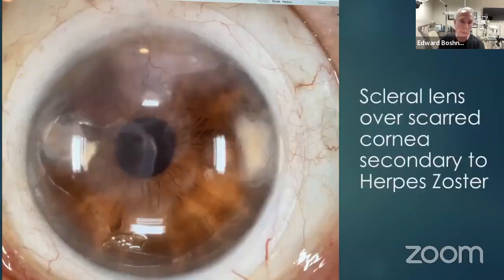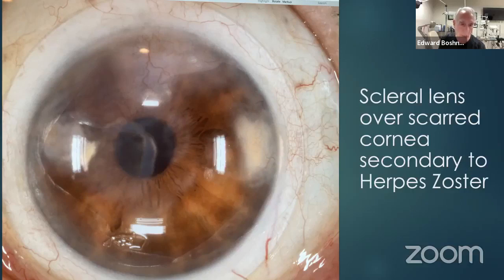This is an eye that lost vision from shingles, a very distorted cornea. And this is an 80-year-old woman. This is her only eye. The other eye, she was born with a blind eye. She's terrified of having a corneal transplant. We fit the eye with a scleral lens. This patient with the lens has around 20/80 vision, which is good enough for her.